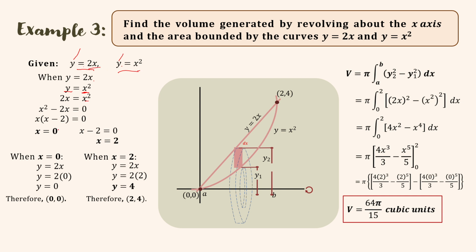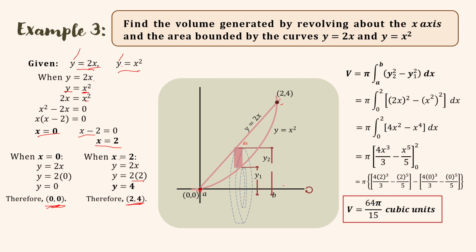By factoring, x equals 0 and x minus 2 equals 0, so x equals 2. When x equals 0, the value for y is 0, so that is one point of intersection. When x equals 2, y equals 4, and the point of intersection is (2, 4).